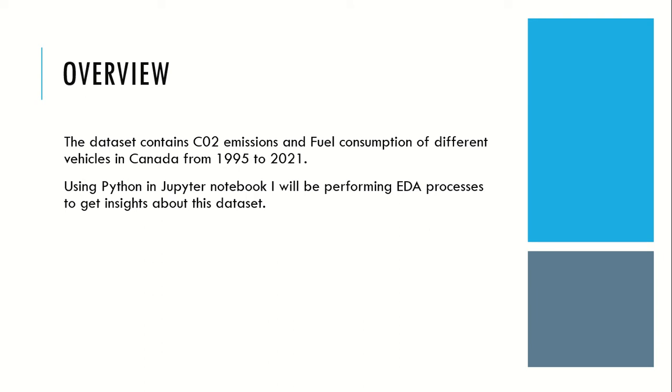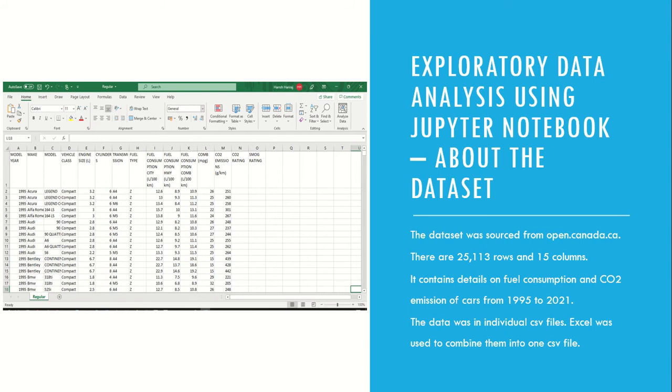The overview. The dataset contains CO2 emissions and fuel consumption of different vehicles in Canada from 1995 to 2021. Using Python Jupyter Notebook, I will be performing EDA process to get insights about this dataset. Exploratory data analysis using Jupyter Notebook.